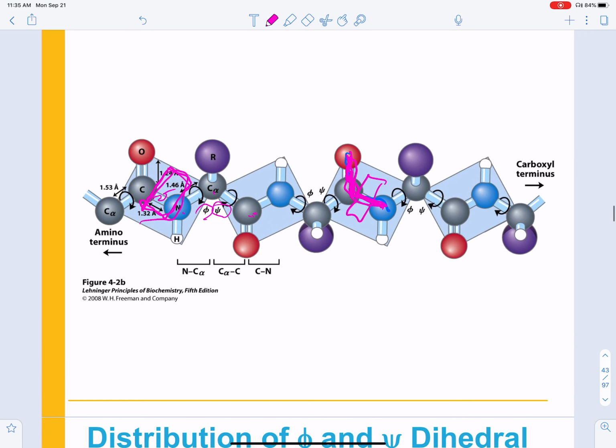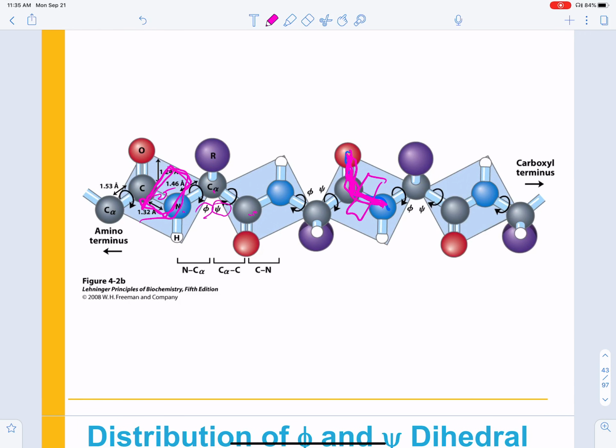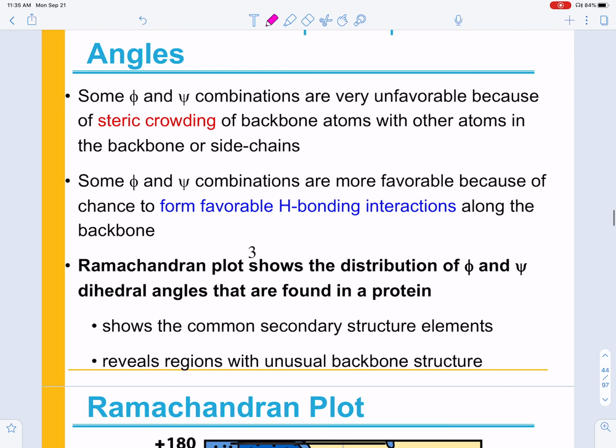Now, for phi and psi, you do not have full 360-degree rotation around those. There are going to be some constrictions to the rotation around phi and psi, and we'll look at what those are in a second. Most of those have to do with steric hindrance, or these functional groups bumping into each other and causing constraints on the structure.